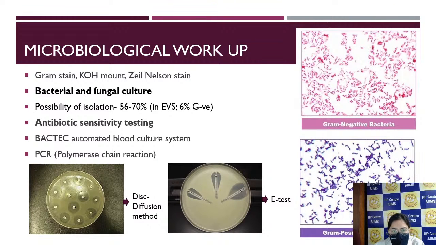Now the microbiological workup, which confirms our diagnosis. Gram stain and KOH mount are usually done. As soon as we obtain the vitreous specimen, we make 2 slides and do these stains. The rest of the sample has to be sent for bacterial and fungal culture as well as antibiotic sensitivity testing. The possibility of isolation of organism from the vitreous is more than that from aqueous, with a percentage of 56 to 70% given for vitreous samples. Amongst these, gram negatives were only 6% and the rest were gram positive in the EVS study. Other methods are BACTEC, automated blood culture system, and PCR.